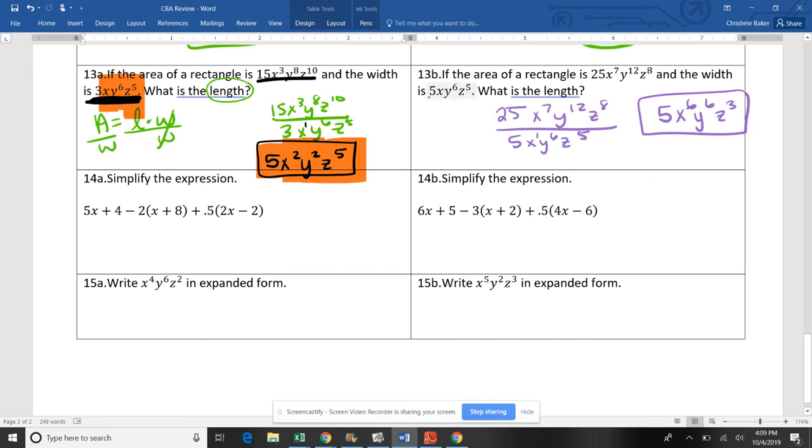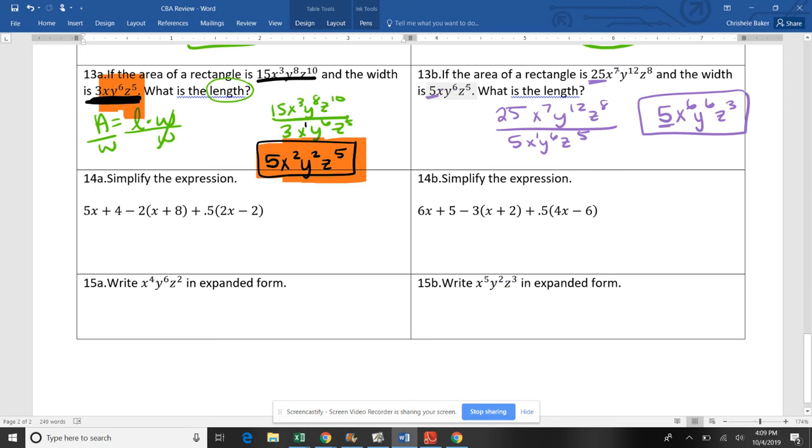So checking it, is 5 times 5 25? Yes. Is 1 plus 6 7? Yes. Is 6 plus 6 12? Yes. And is 5 plus 3 8? Yes. So we got it.